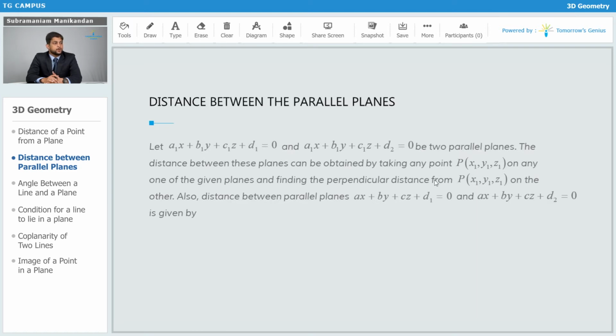Let a1x plus b1y plus c1z plus d1 is equal to 0 and a1x plus b1y plus c1z plus d2 is equal to 0 be two parallel planes. As you can observe, the x, y and z coefficients for the two planes are the same. The only difference is in the constant terms.